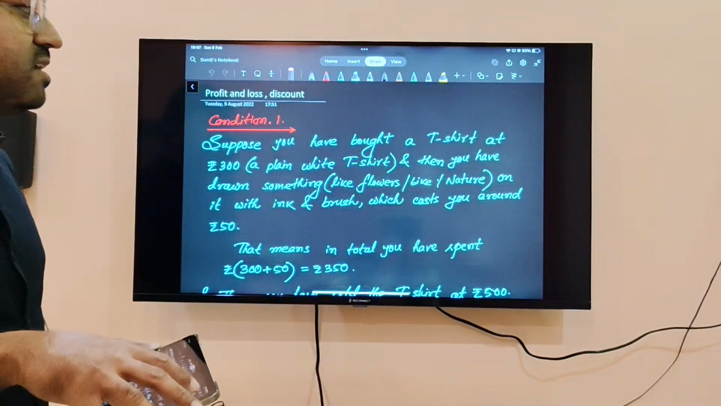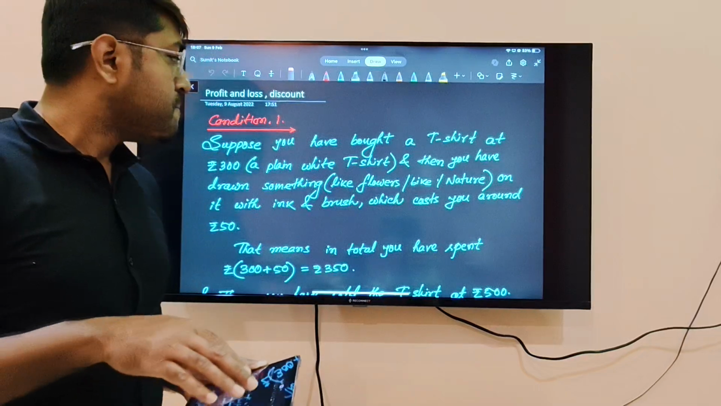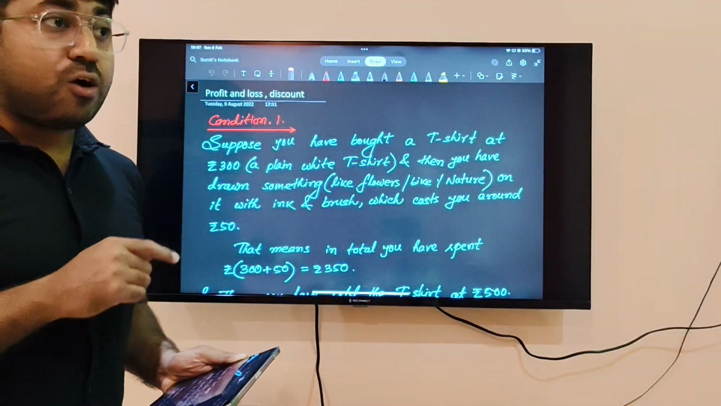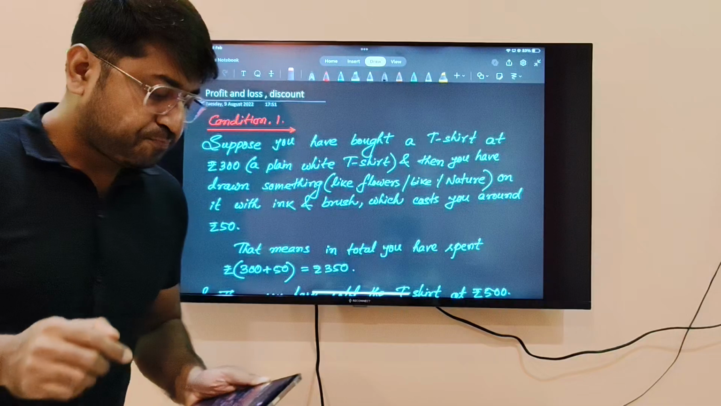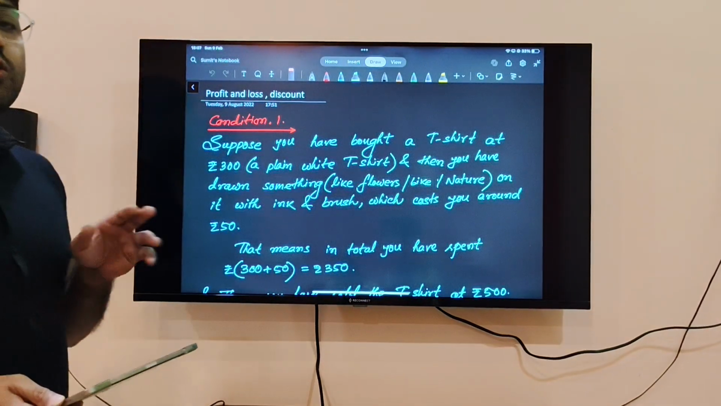So profit, loss, discount is everywhere in our real life. So we need to understand at a basic level what is meant by that and how to calculate this at an instant. For that, I have taken up two conditions.